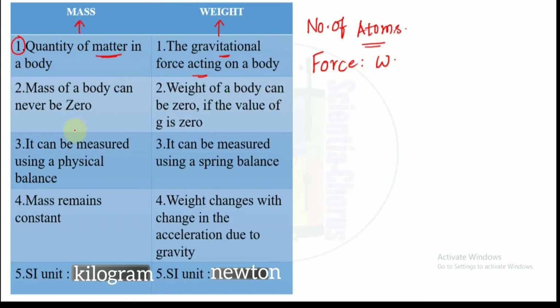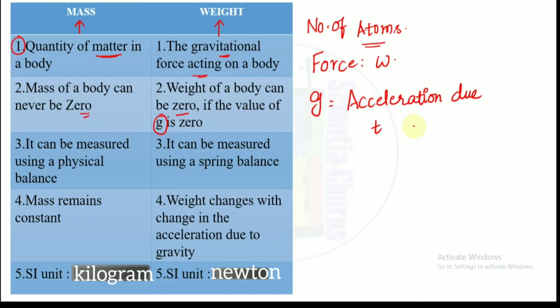And then the second point, the mass of a body can never be zero. If you take matter, of course it is composed of atoms, so it can never be zero. And the weight of a body can be zero if the value of g is zero. Now what is this g? This g is nothing but acceleration due to gravity.